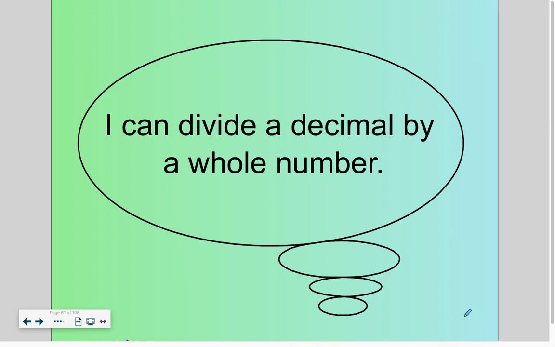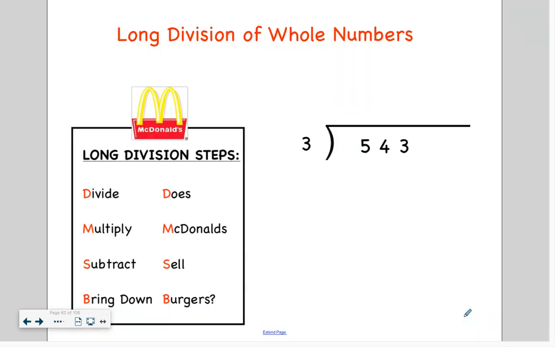Today we are going to divide a decimal by a whole number. But first, let's just review division. We follow the steps: Does McDonald's sell cheeseburgers? Divide, multiply, subtract, bring down.